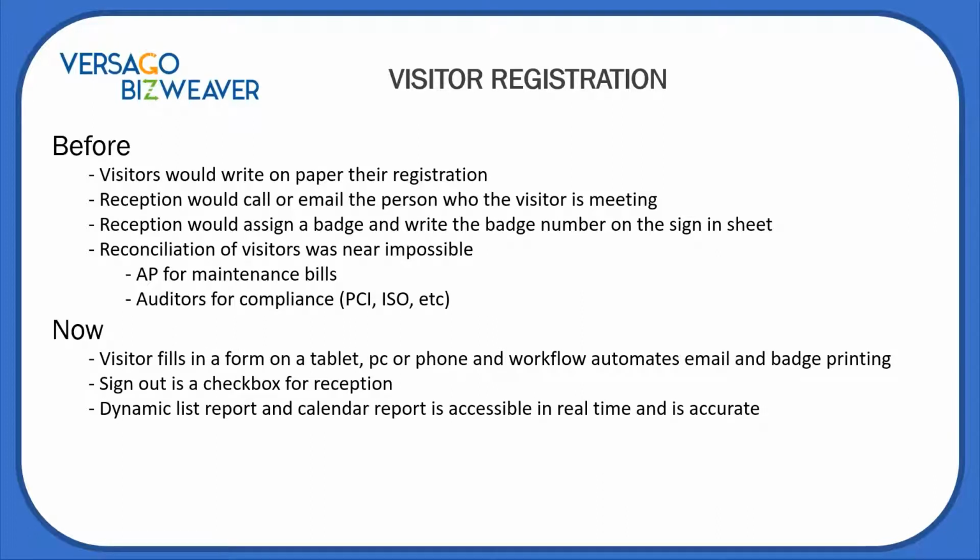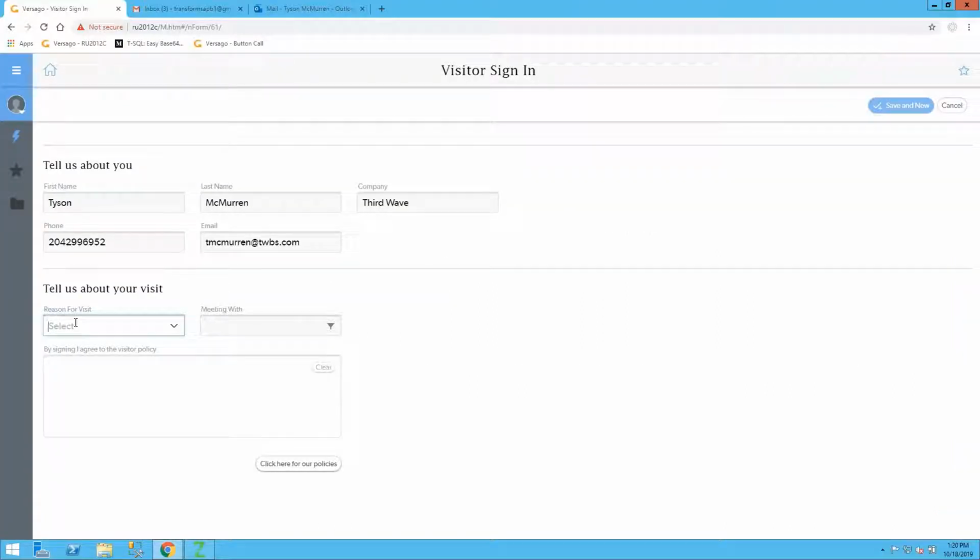This week's Fix It Friday is we've built a form that the visitor just fills out. They go to a website and fill it out, or we hand them a tablet and they fill out the information on it, and we've automated some workflow behind that. So the first section is tell us about you. So you fill out your tell us about you. Then the second part is tell us about your visit.